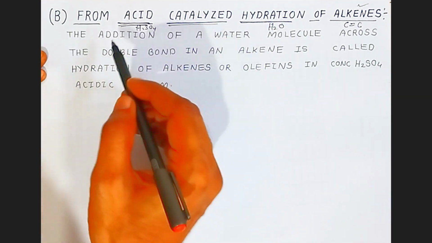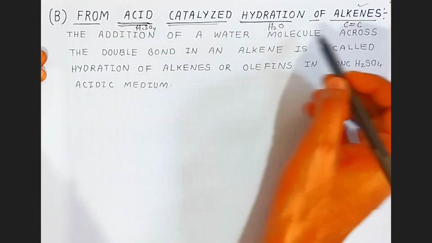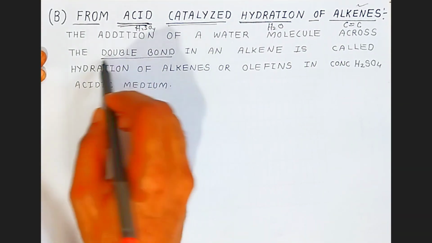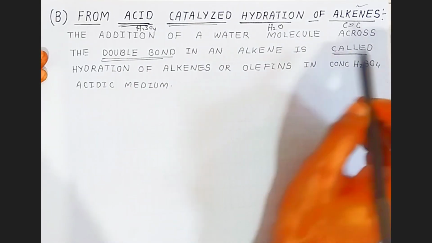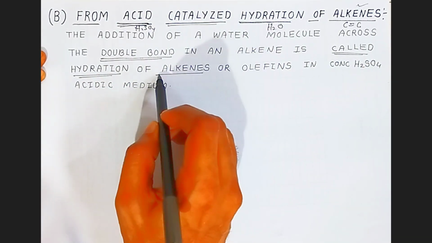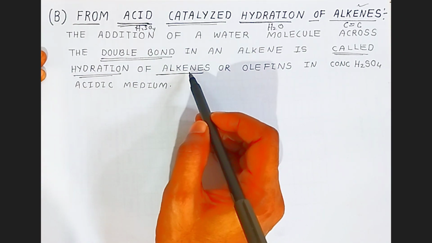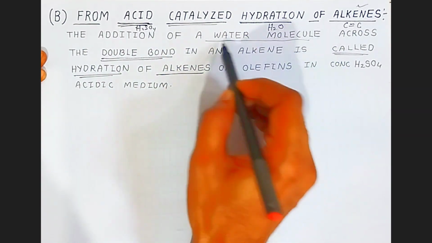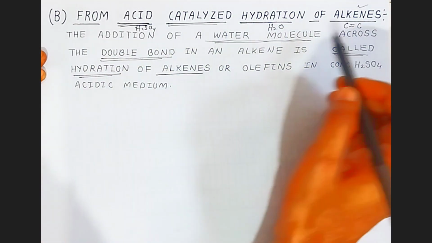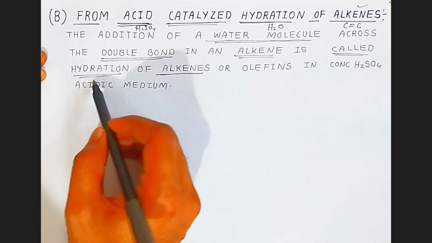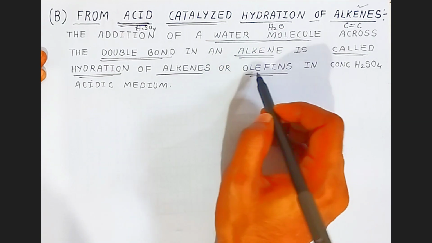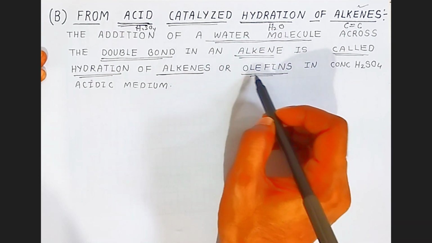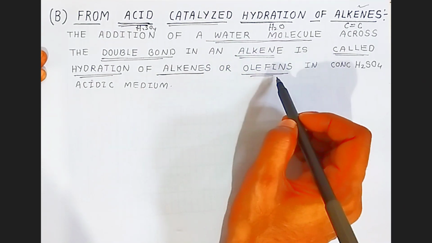What happens, students? The addition of water molecules across the carbon-carbon double bond in an alkene is called hydration of alkenes. Hydration of alkene is nothing but the addition of water molecules, that is H2O, across the double bond in an alkene, or you can say olefin. Understanding, students? Alkene is also called what? Olefins. In common name we also call them olefins.